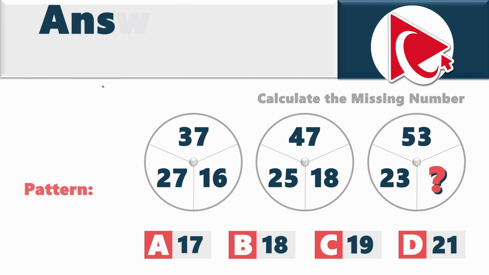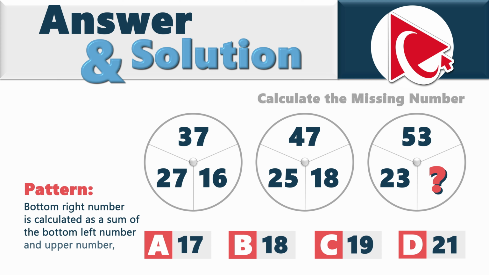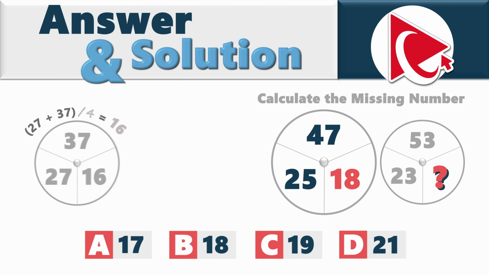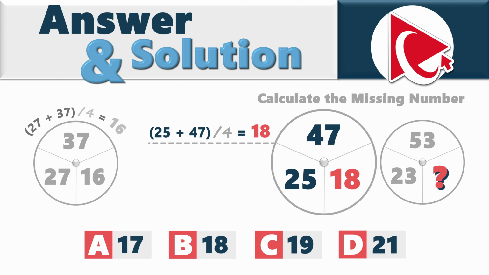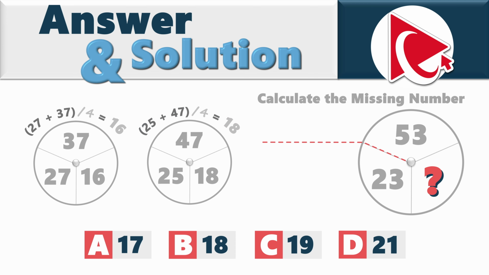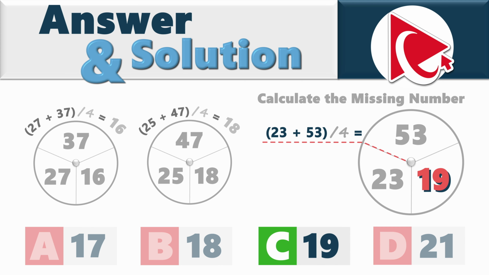The pattern here is rather simple. The bottom right number is calculated as the sum of the bottom left number and the upper number divided by 4. Let's look at the example in the first circle. 27 plus 37 divided by 4 equals 16. Let's verify this pattern with the second circle. 25 plus 47 divided by 4 equals 18. Now we can easily calculate the missing number. 23 plus 53 divided by 4 equals 19. So the correct answer here is choice C, 19.